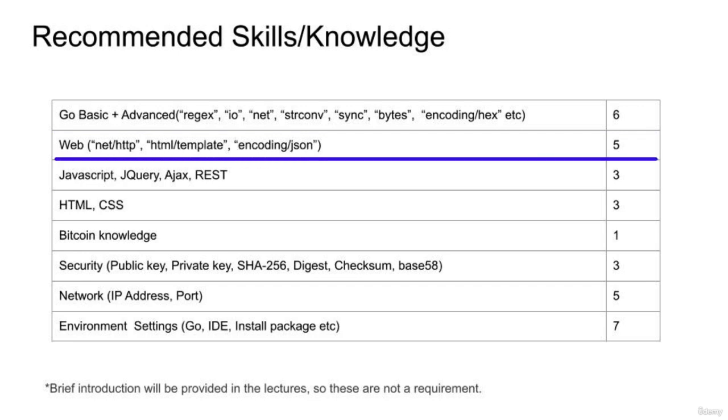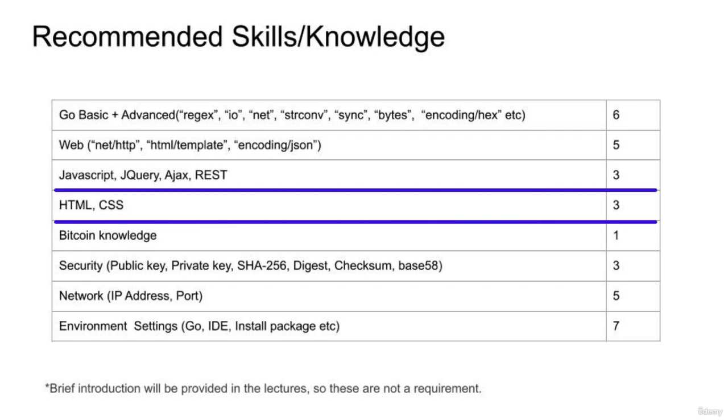In other programming languages, there are many web frameworks, but with Go, a web framework is available by default. This is usually covered in an intro class on Go, and if you're somewhat familiar with this, it should be fine. Next, we have JavaScript, jQuery, Ajax, REST, HTML, and CSS. We'll be creating a web UI, so if you're familiar with these, being able to create a web UI shouldn't be extremely difficult.